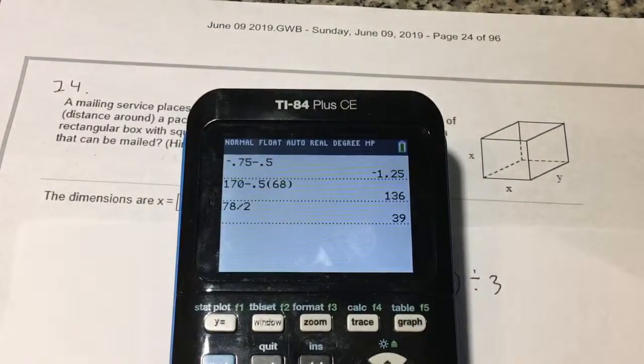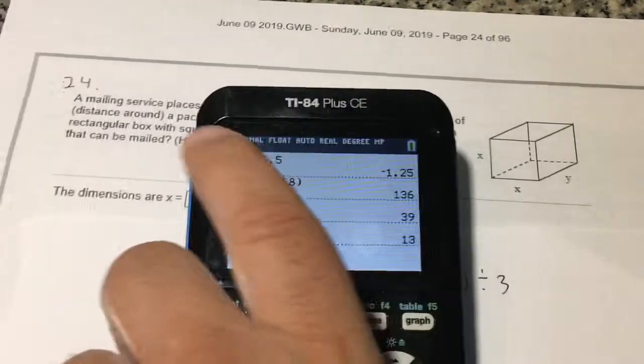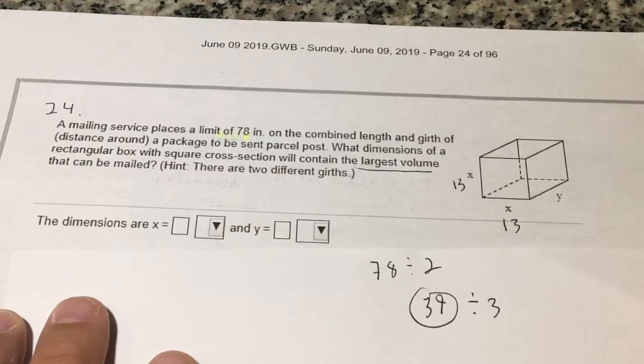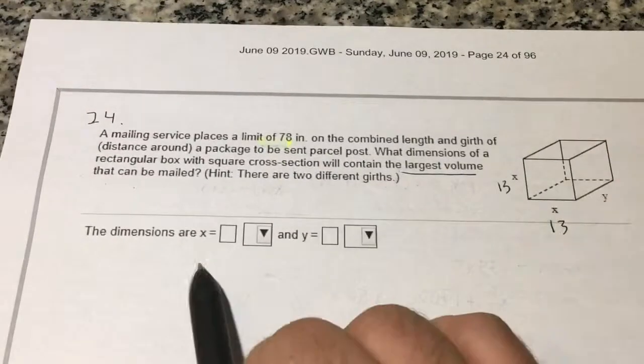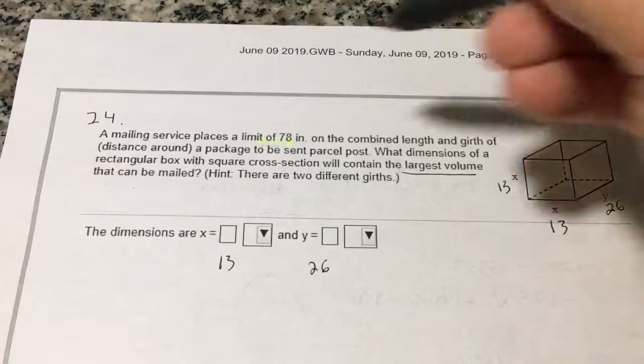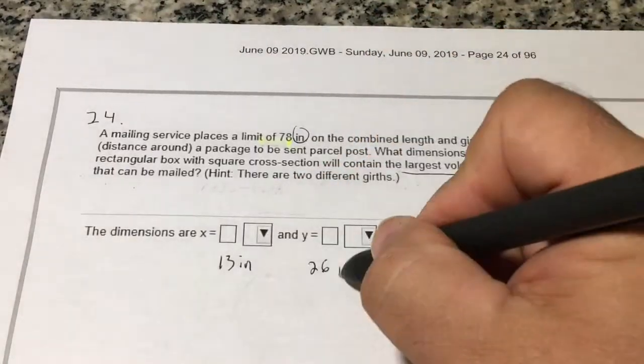And that's going to give me 13. So the dimensions are going to be 13 by 13, and I need to figure out what y is, and I believe that's going to be 26. You double it. So the dimensions of x are 13, and the dimensions of y would be, you double it, 26. And in this case, it would be inches. Not inches squared, just inches.